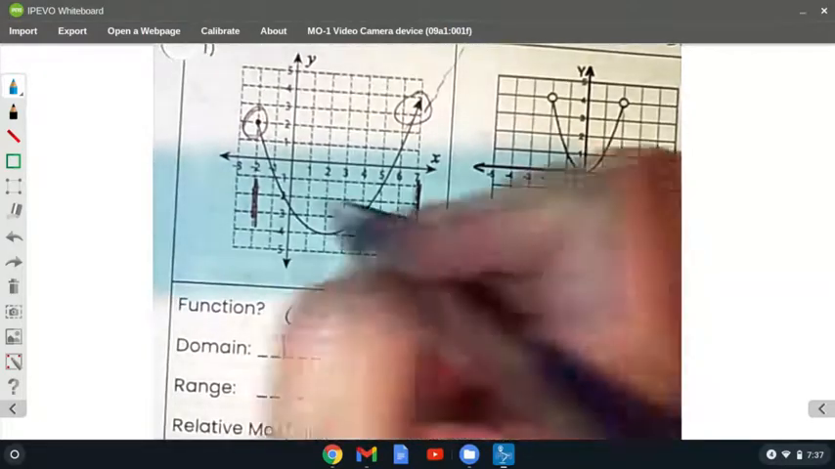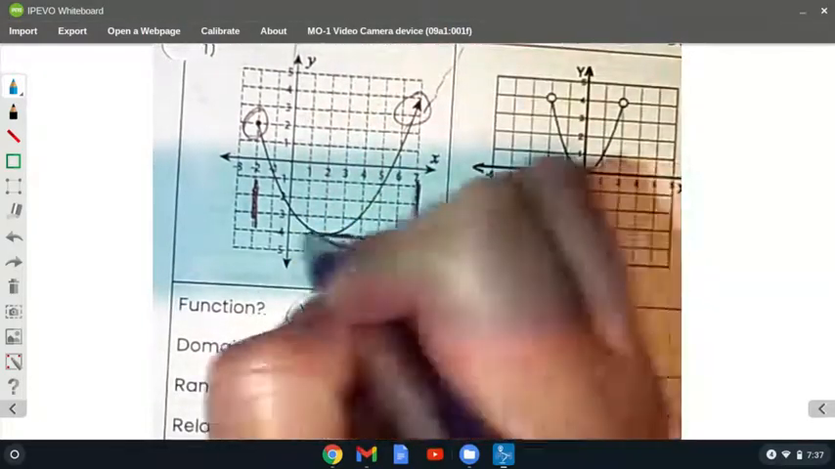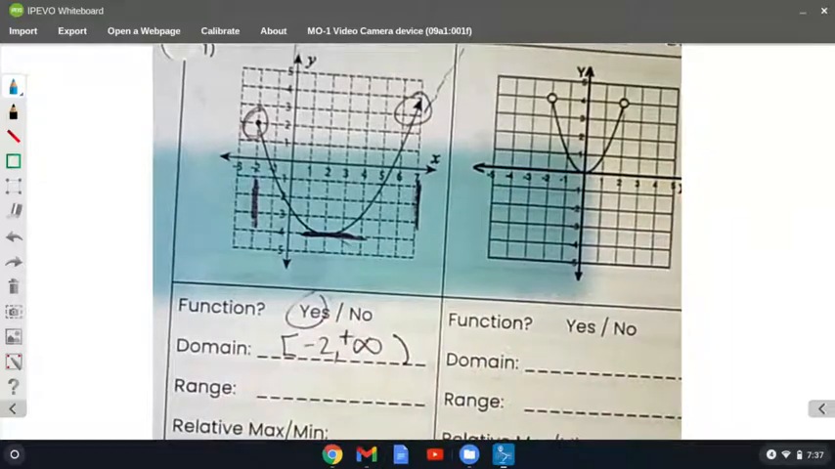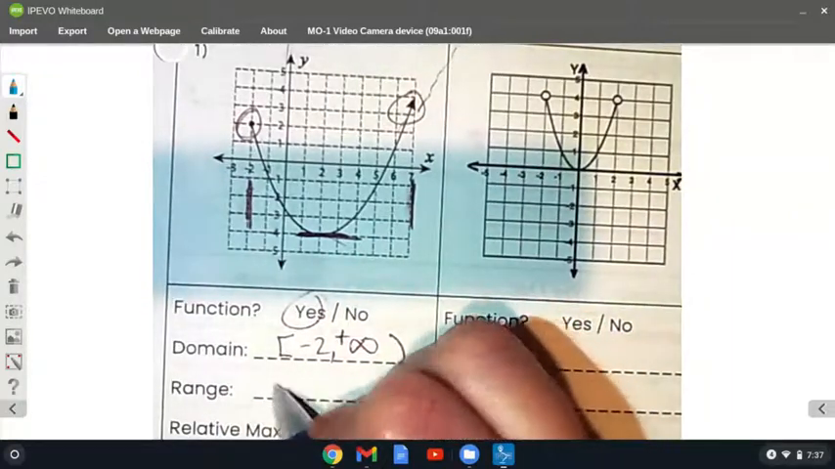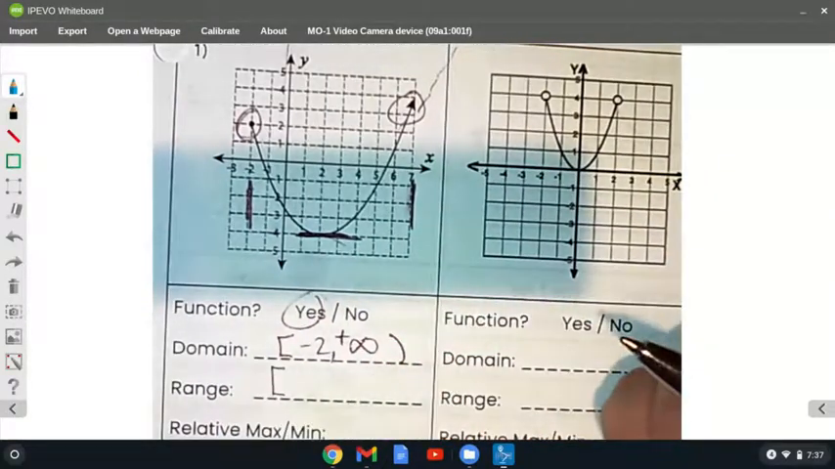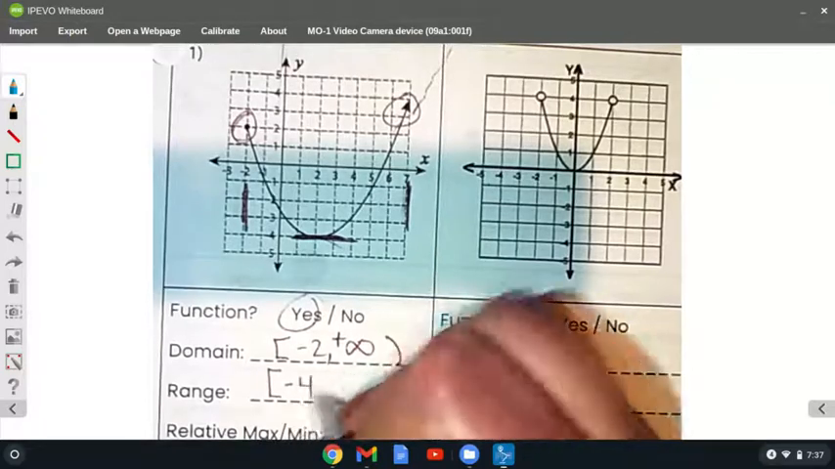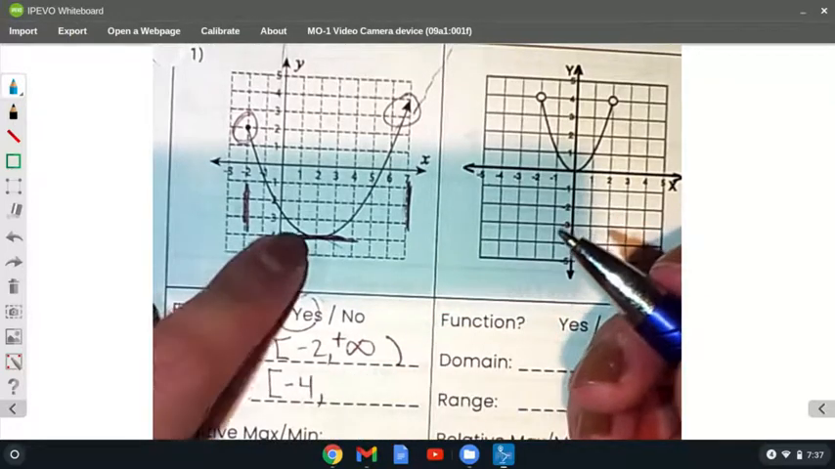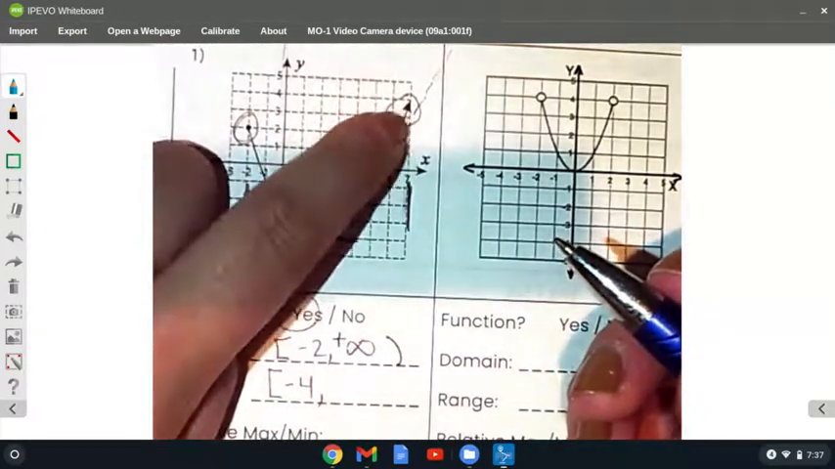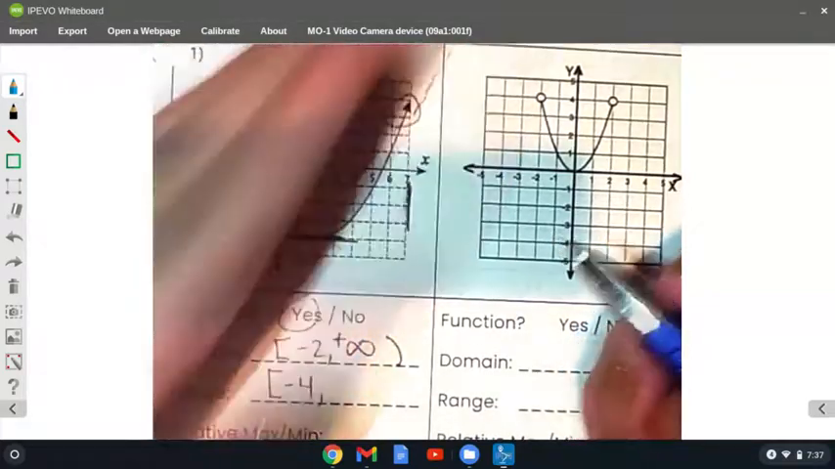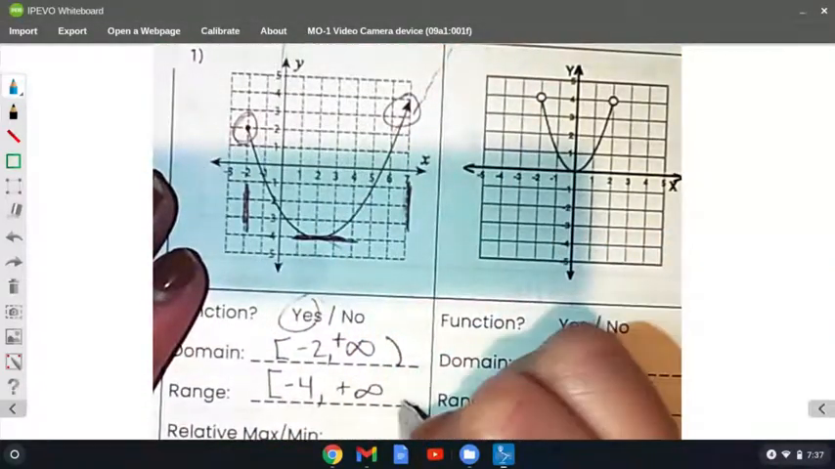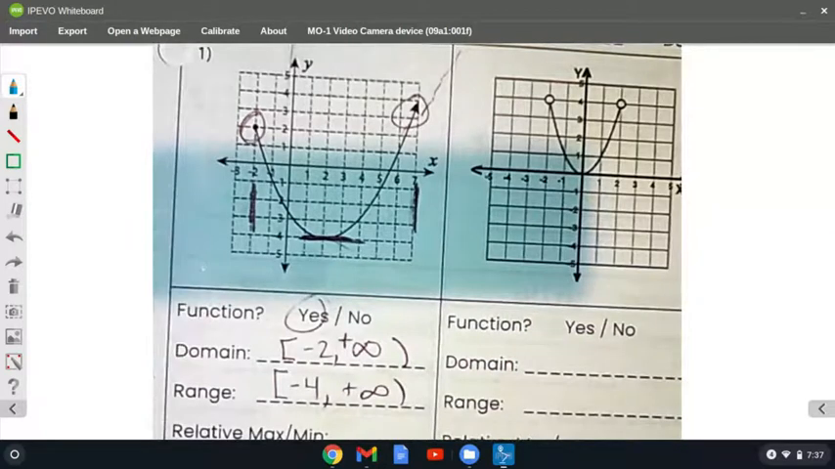For range, for my y values, it looks like it never gets any lower than this point. That looks like it's our minimum. And that's a concrete point, so I could put my bracket. That's at -4. And then it just goes infinitely upward with this right here. It's going infinitely in the positive direction. So I'd have a plus infinity. And whenever I have an infinity sign, I have that parenthesis.